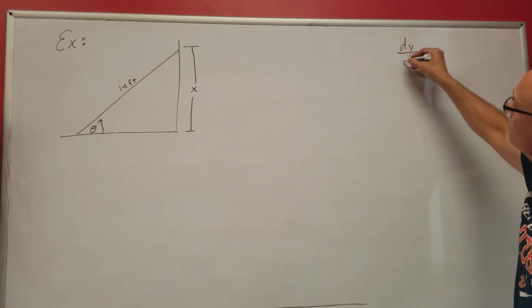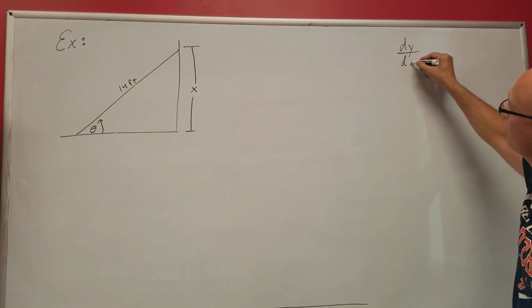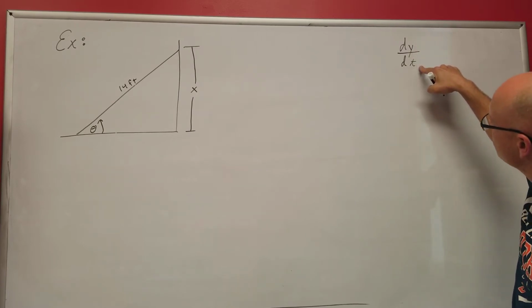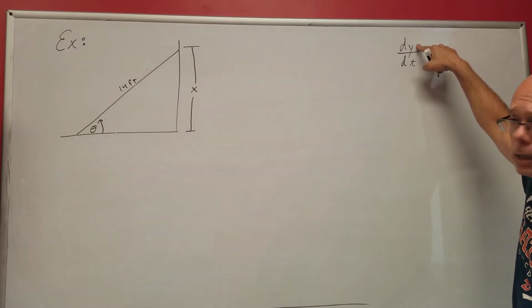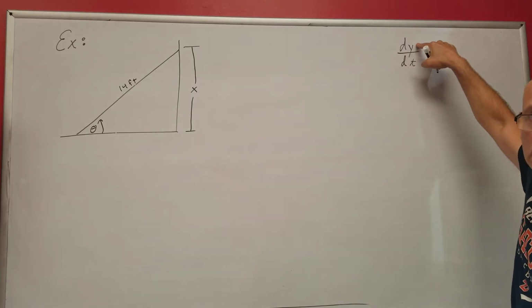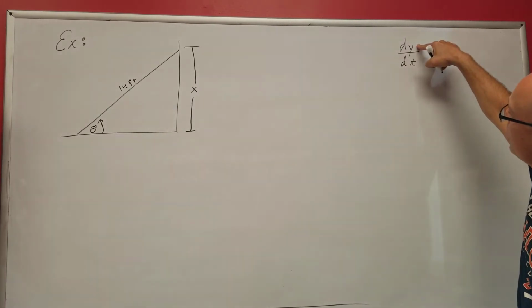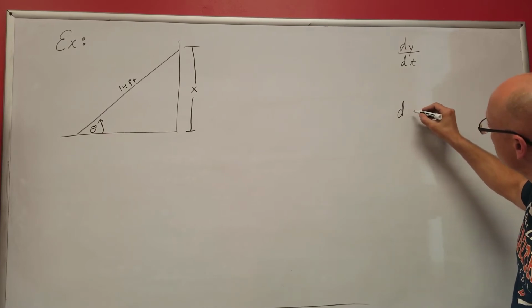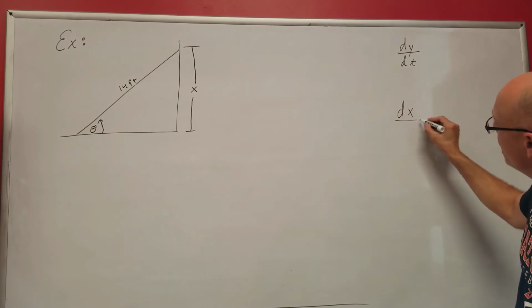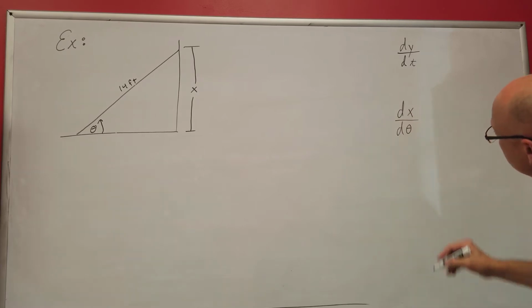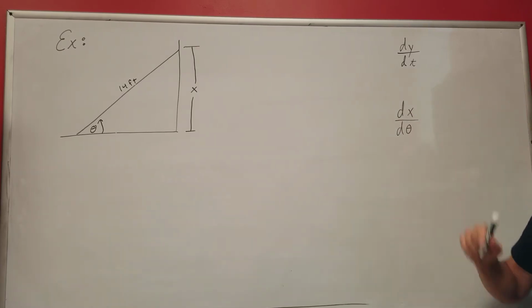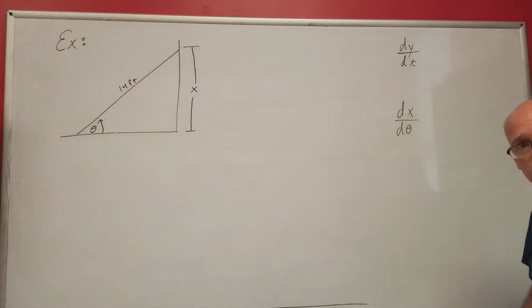dy over dt means derivative of y with respect to t. But it could also be an interpretation. This could also mean the change in y with respect to t. So let's suppose I had this dx over d theta. That could be thought of as a change in x with respect to theta.